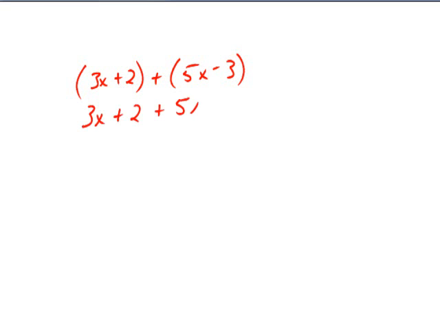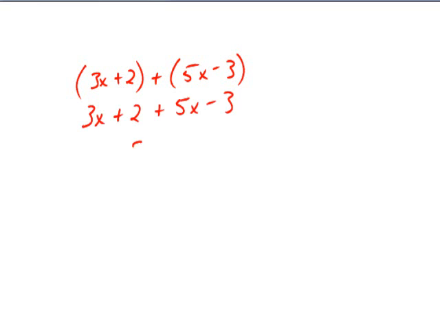Simplifying an algebraic expression means to combine all the like terms of the expression. For example, if we're adding the quantity 3x plus 2 to the quantity 5x minus 3, since we're simply adding the terms in the second parenthesis, we can get rid of the parentheses and add our like terms.